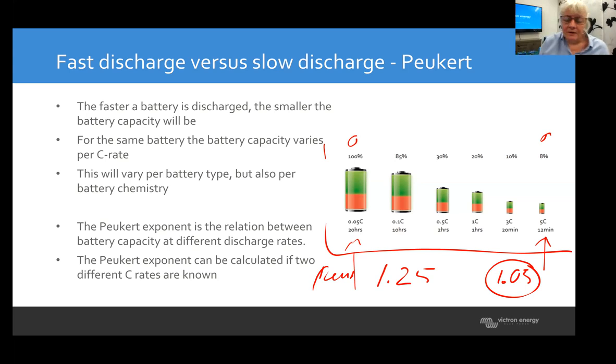So when you install a battery monitor for lithium, and I'll talk about lithium in that presentation anyway, you need to change that figure. The battery monitor needs to know that because it needs to calculate an accurate state of charge, and it needs to look at the rate of discharge. So if you discharge fast, then you get less capacity.